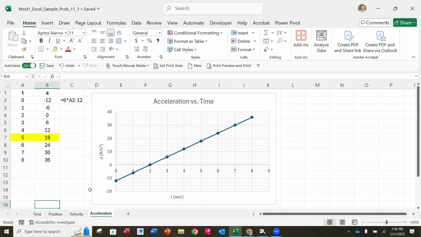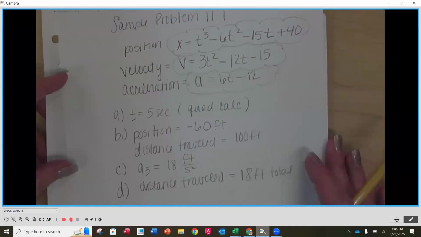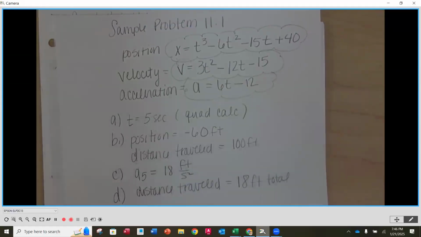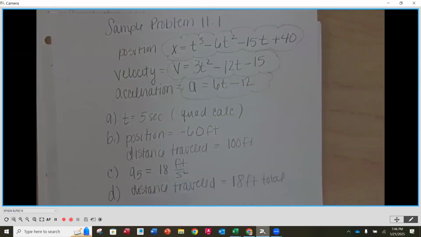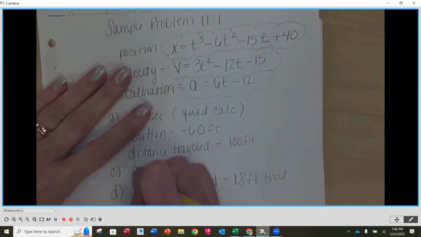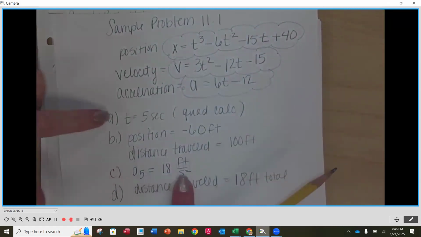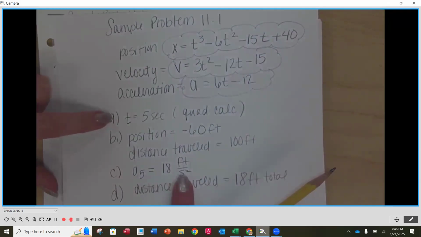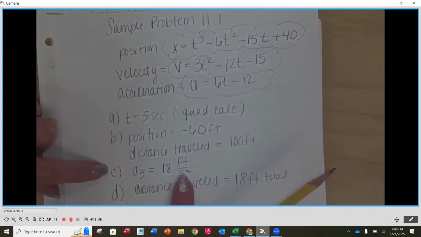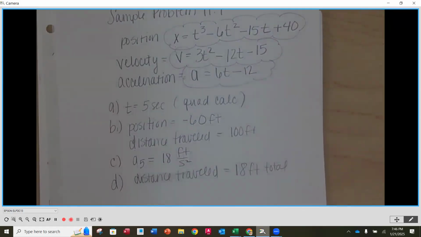Oh, I can. Yes, I will go back to what I wrote on the sheet. Which one? The answer for C. For C? Oh, it's an A5. Sorry. Lowercase a, so the acceleration at 5 seconds, because they wanted to know what is the acceleration when the velocity is 0. So that was at 5 seconds, as we found out. So the acceleration at 5 seconds is 18 feet per second squared.